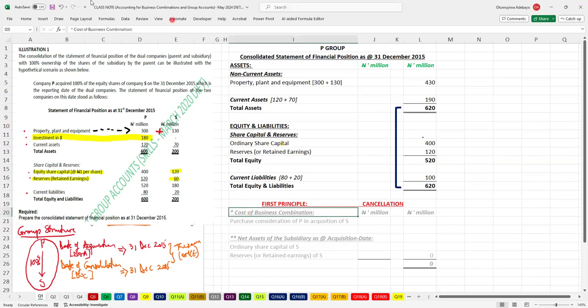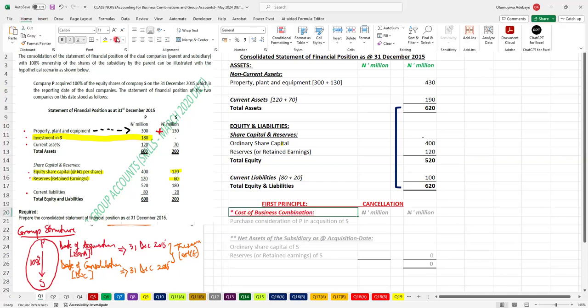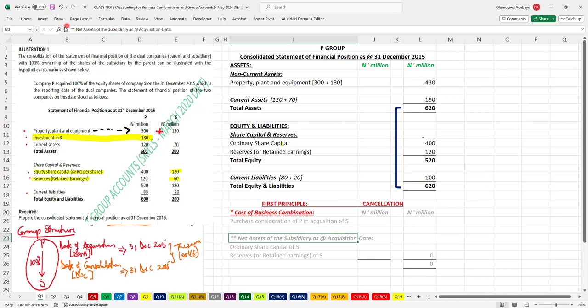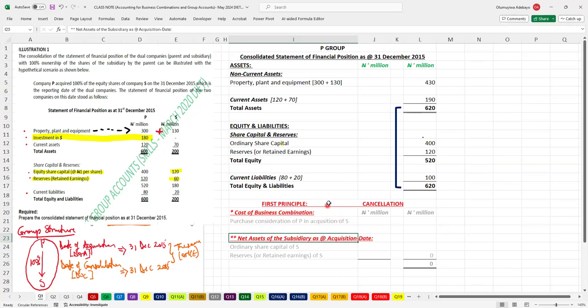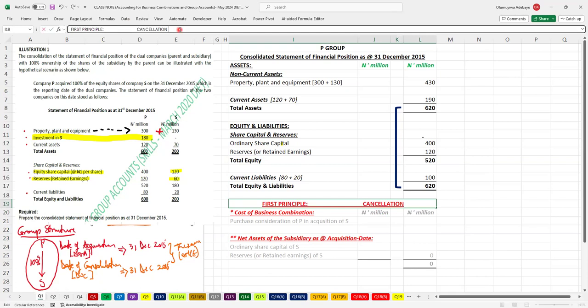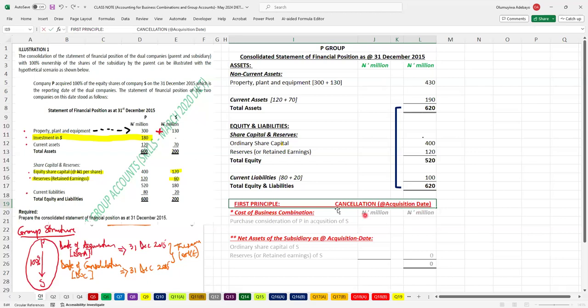And therefore, the two things I'll be comparing are the cost of business combination, which is the investment made by the investor or the investors. It is by the investor if it's only one subsidiary, which means only one investor is there, which is a parent. And it's by the investors if it is a partly owned subsidiary, which means the parent as a stake and others, collectively known as non-controlling interests, also have a stake. And I'm comparing that stake they have with the net worth of the business. And what is the net worth of the business is simply the net asset of the subsidiary at the date of acquisition, which means this process of cancellation only takes place at acquisition date.